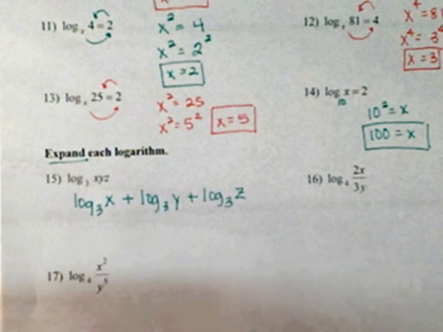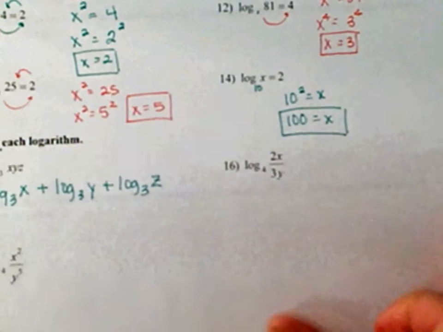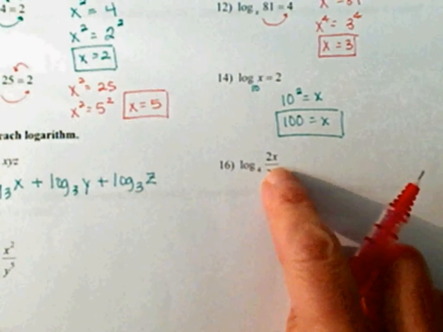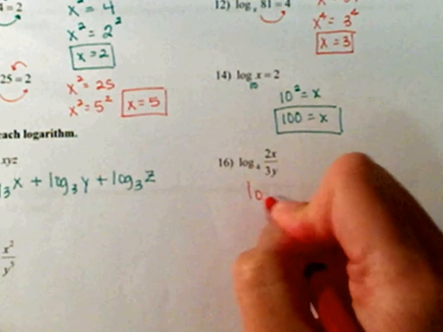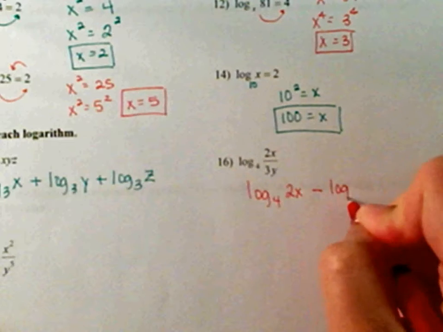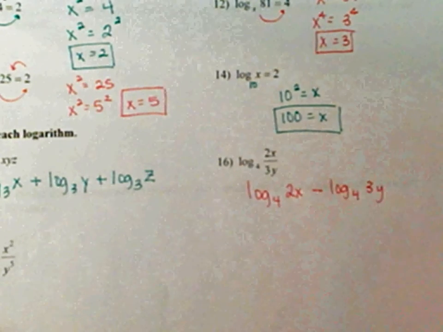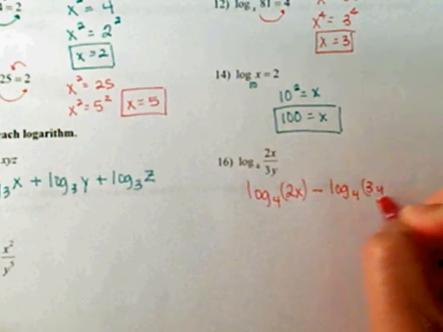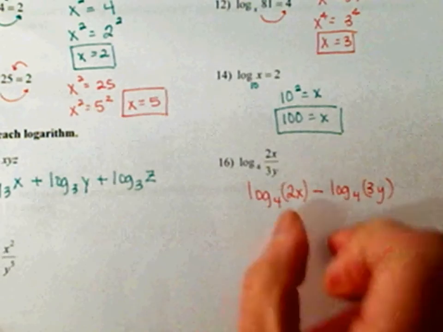Number 16. Well, what correlates with division? Subtraction. So I'm going to expand: log base 4 of 2x minus log base 4 of 3y. And if you need to put parentheses around this, you sure can. But see how I've expanded?